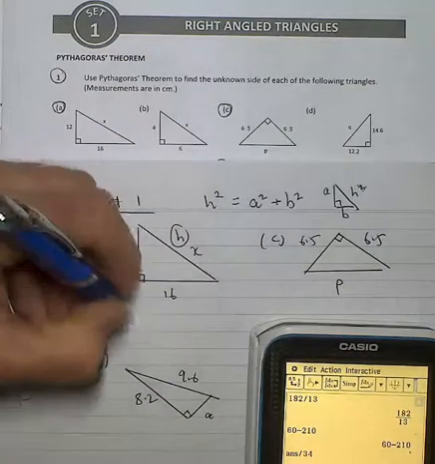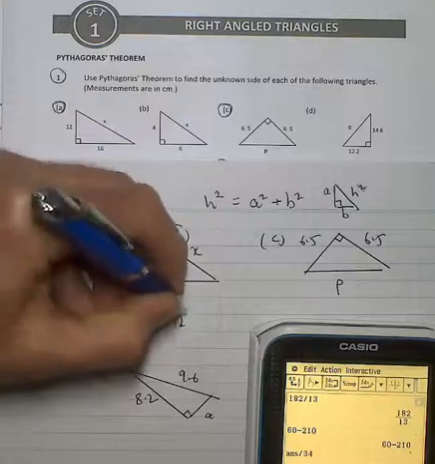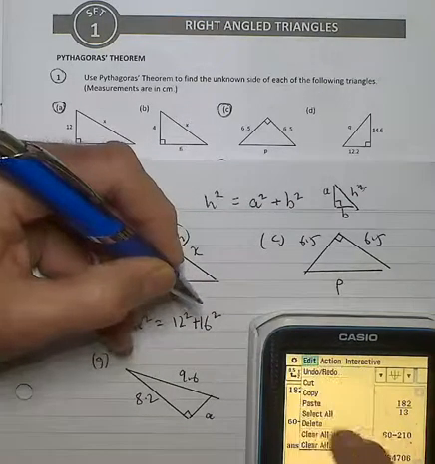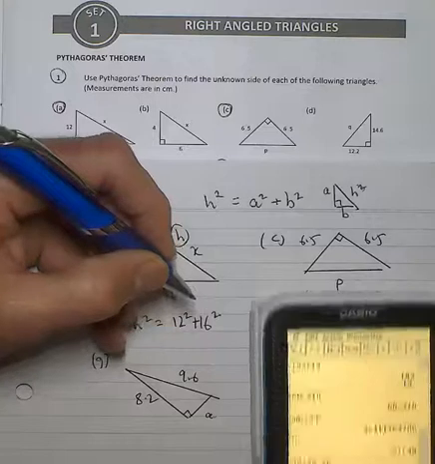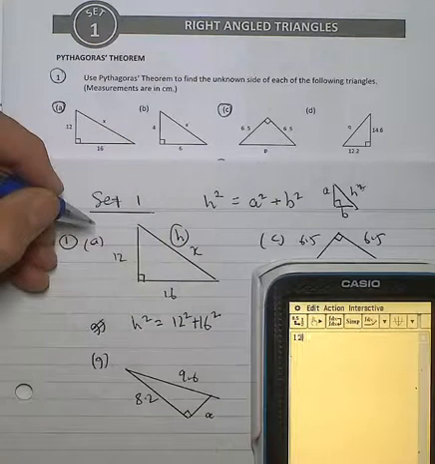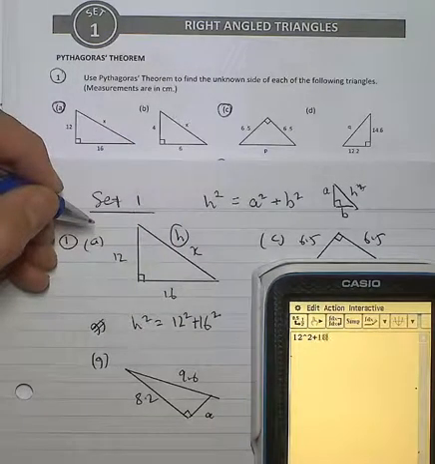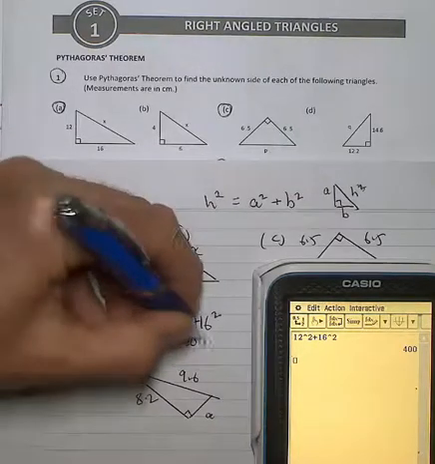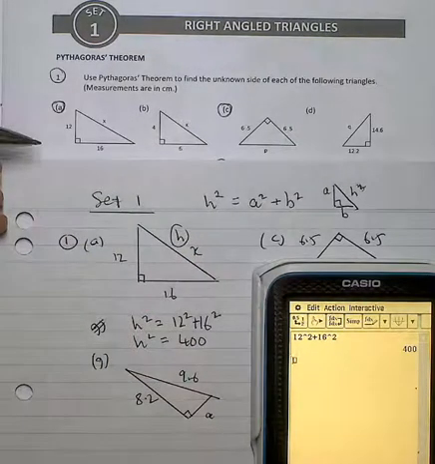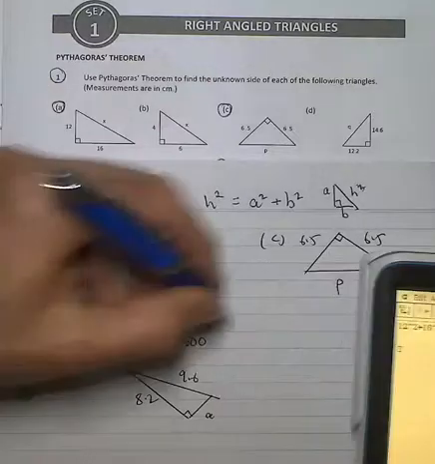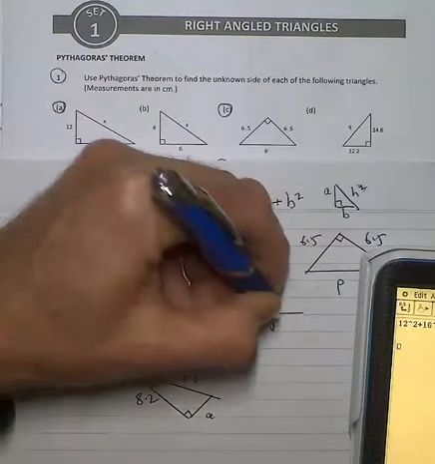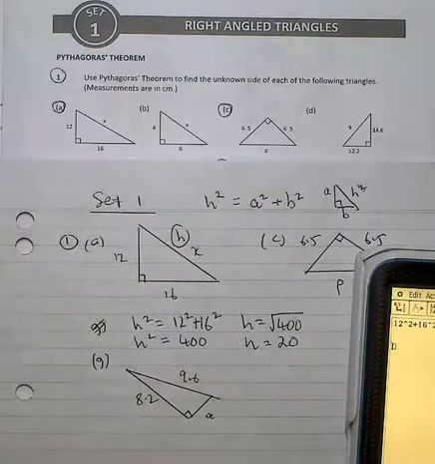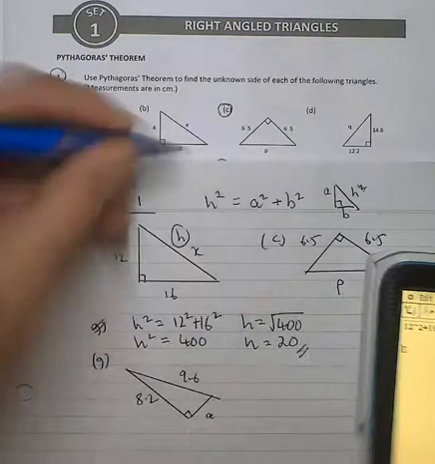So in this instance, x squared is equal to 12 squared plus 16 squared. Now on the calculator, 12 squared plus 16 squared gives me 400. Now clearly, that's not going to be the length of the hypotenuse. So x is equal to the square root of 400, which is 20. Now we haven't been given units here, so we'll just leave it at 20.